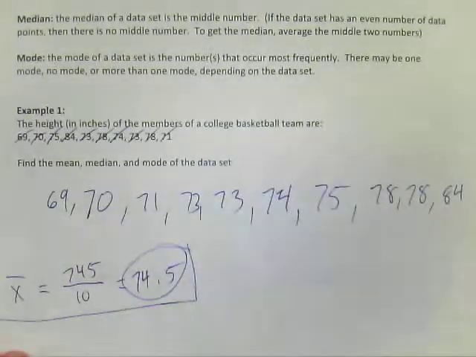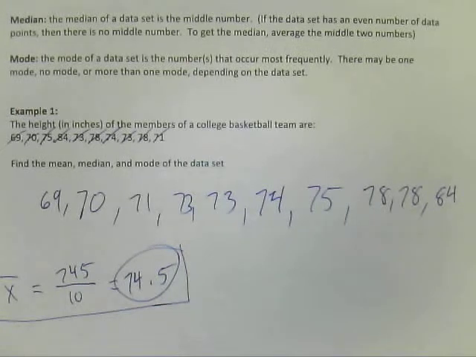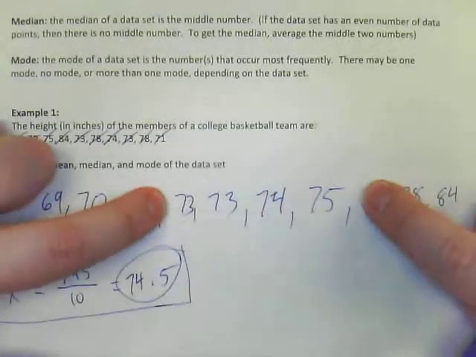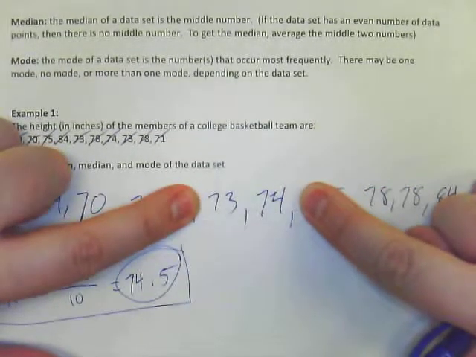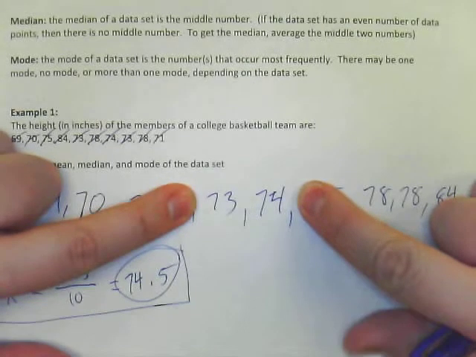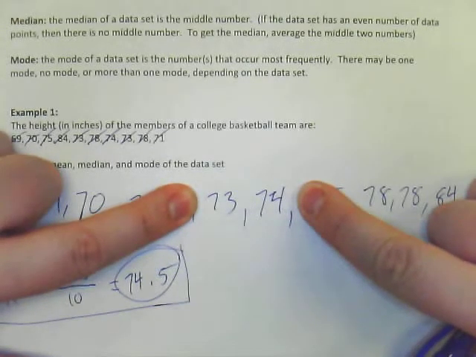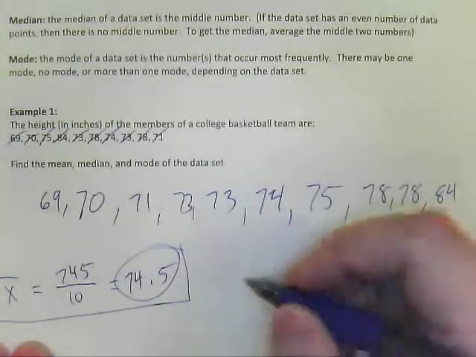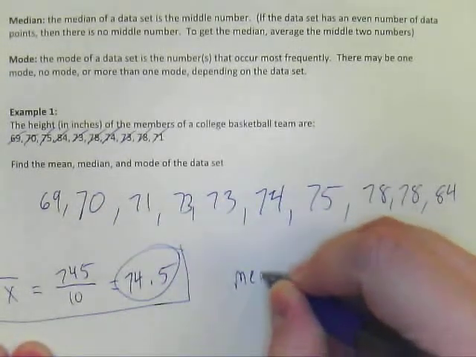Then if we want to find the median, that is the middle number. So let's just count in from the end, going in one at a time. There's two middle numbers because there's 10 data points here. There's not an actual center like if we had an odd number of data points. So what we're going to do is take 73 and 74 and just average those two numbers. That will give you 73.5.